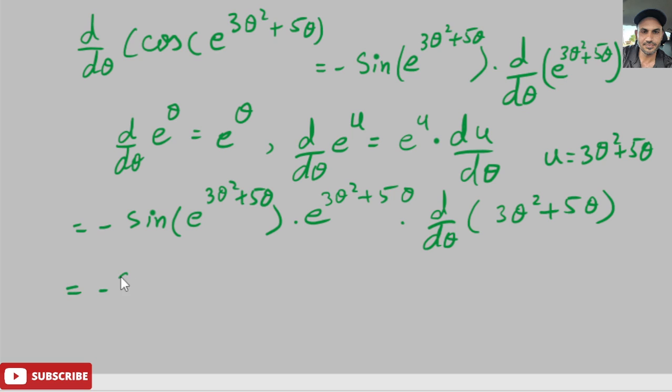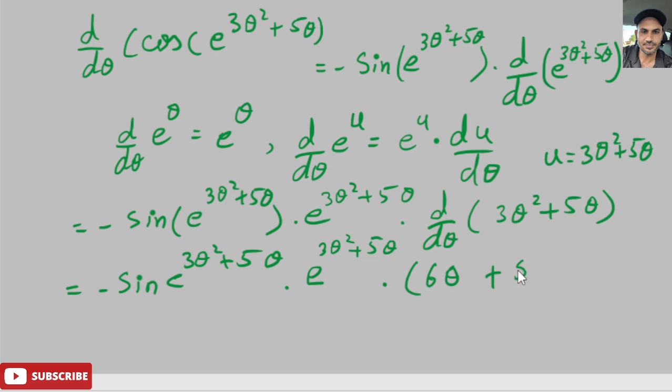So we got negative sine of e to the 3 theta squared plus 5 theta times e to the 3 theta squared plus 5 theta times the derivative of this. The derivative of 3 theta squared is 6 theta, plus the derivative of 5 theta is just 5. So this is our final answer. So hopefully this helps.